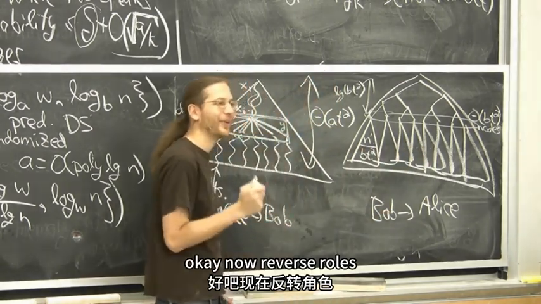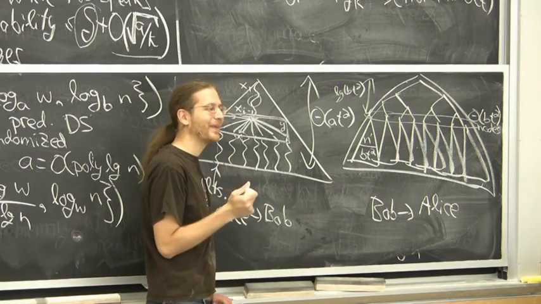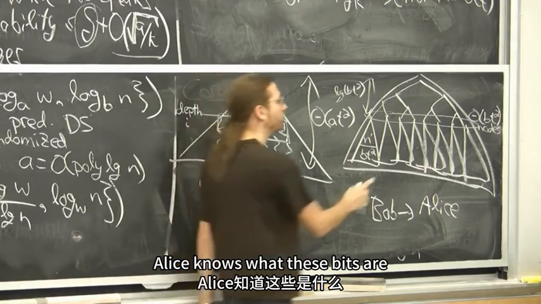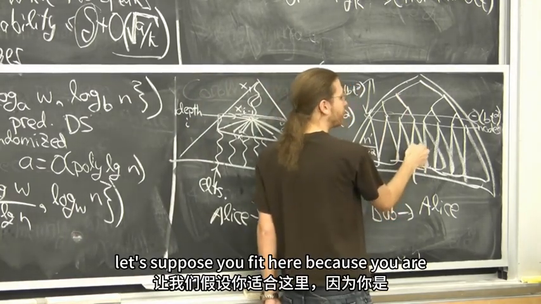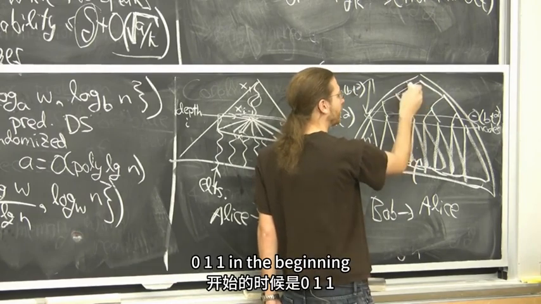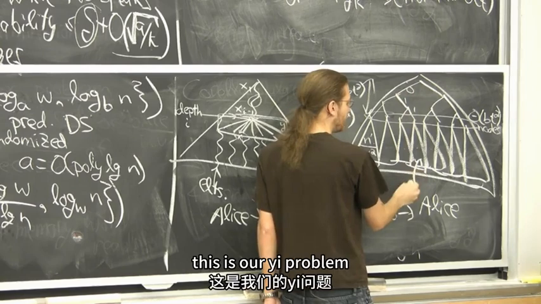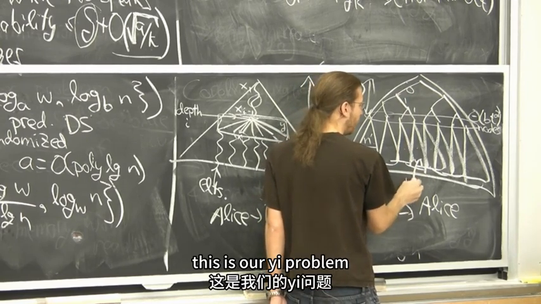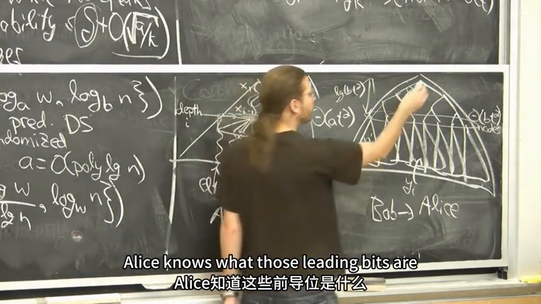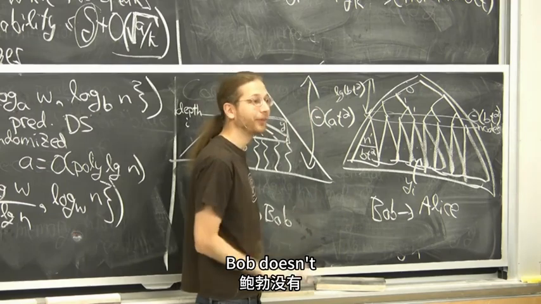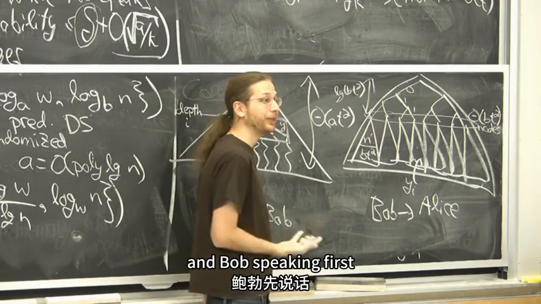Now reverse roles. Alice knows what these bits are. The data structure of relevance, let's suppose you fit here because you are 0, 1, 1 in the beginning. This is our yi problem. Alice knows what i is. Alice knows what those leading bits are. Bob doesn't. And Bob's speaking first.